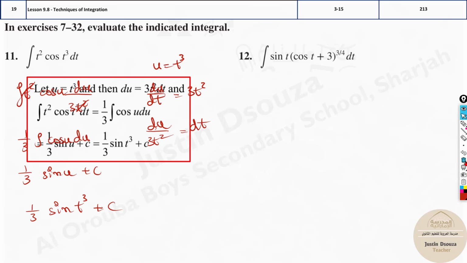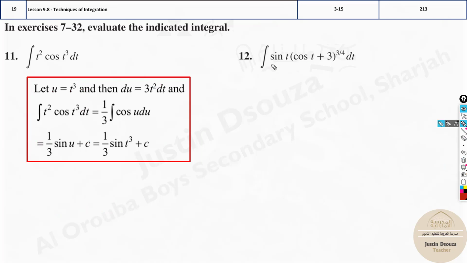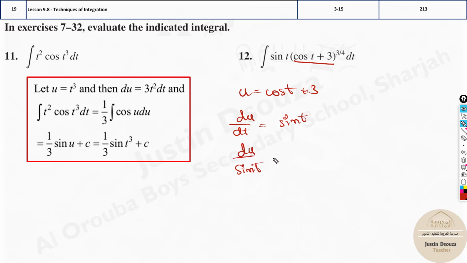Now what about this one? Now here, looking at it, don't think, okay, I'll just take cos as u. If you take cos t as u, it's going to be complicated. It'll be u plus 3 and then, you know, complications arise. Don't do that. What you need to do is take this entire thing, whatever is inside power 3 by 4, as u. So u is cos t plus 3. So du by dt will be minus sine t only. Now du by sine t would be dt.